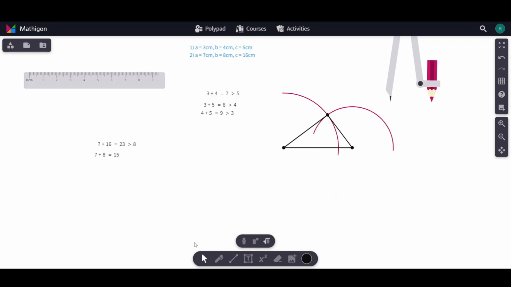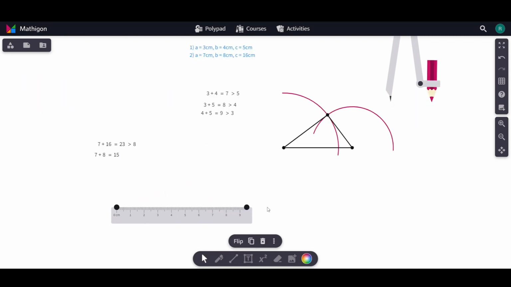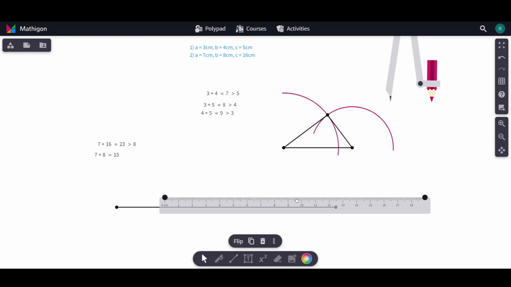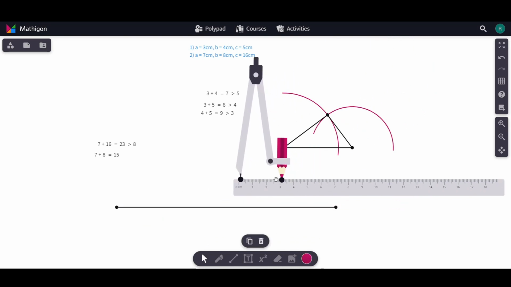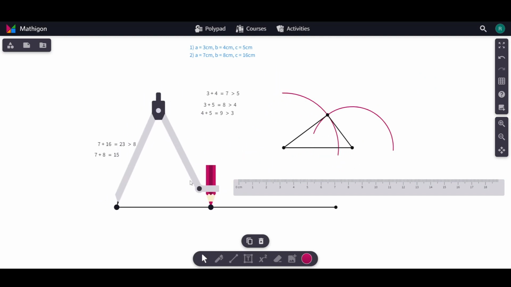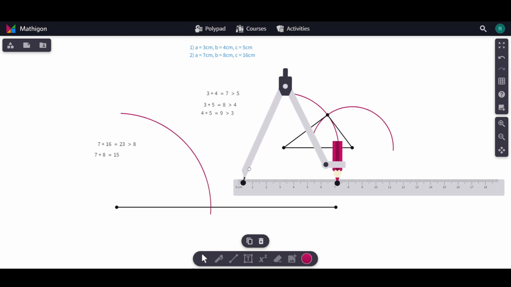Let's see if we are correct. Make this 16. Draw our line starting from 0 to 16. Take our compass. 7, 8.